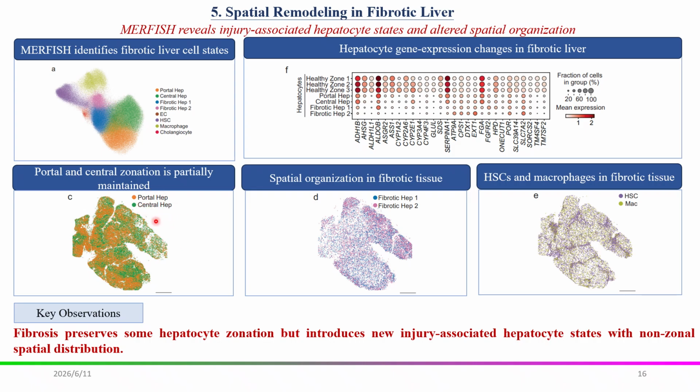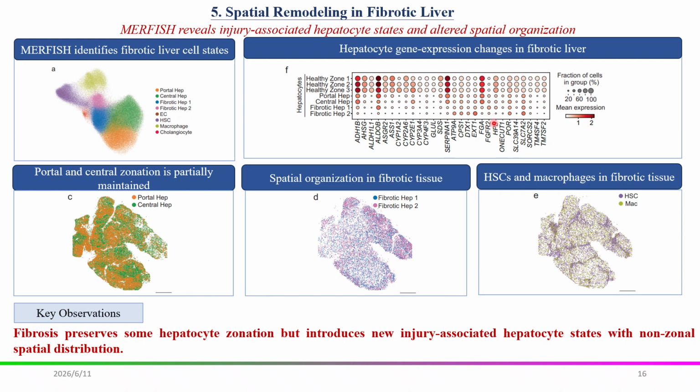But in panel D, the two new fibrosis-associated hepatocyte states, fibrotic hep 1 and fibrotic hep 2, are spread throughout the tissue. They do not follow the normal portal to central zonation pattern. Panel E shows that non-parenchymal cells in fibrosis, especially hepatic stellate cells and macrophages, also show altered spatial organization.